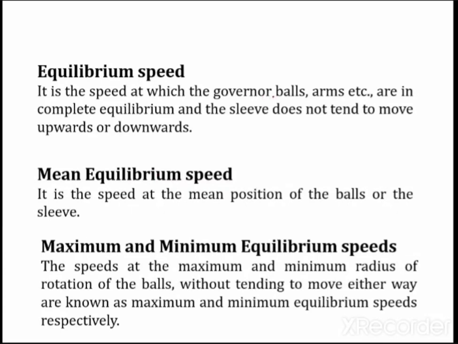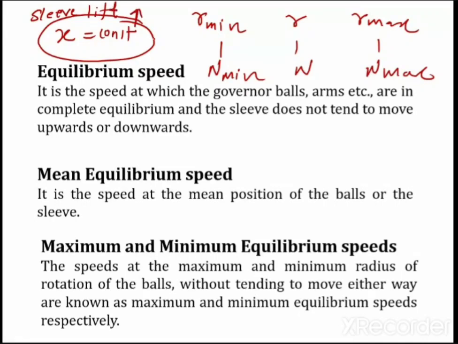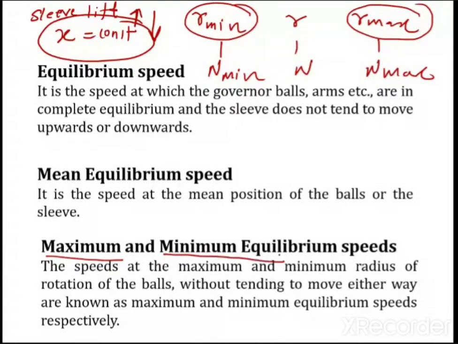So I can write a summary in this manner. R max, R minimum, N minimum, N, and N max. Now, very very important, X should be constant. What is X? Sleeve lift. It should not move upward, it should not move downward. This is the first condition. And what is the second condition? If R is equal to R max, it is called a maximum equilibrium speed. If R is equal to R minimum and X is constant, it is called a minimum equilibrium speed. And at R mean and N, it is called a mean equilibrium speed.